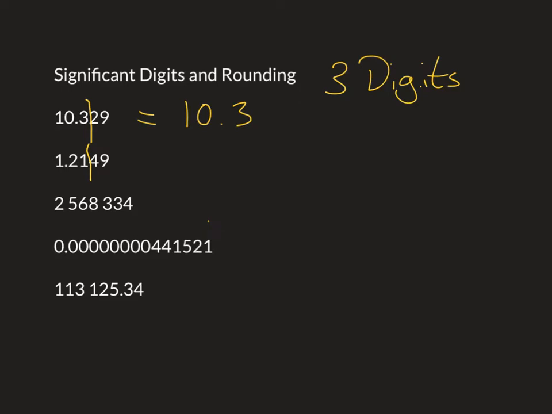So all I want to do here is look to the right of that line, and I want to see if it's a 5 or higher. It's not. It's a 4.